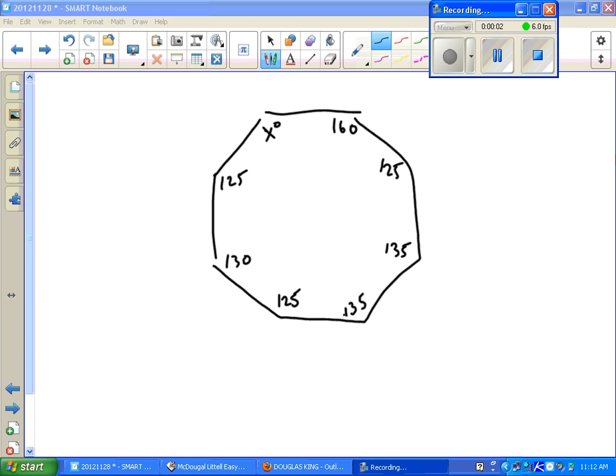Okay, you're dealing with an eight-sided figure. That's an octagon.